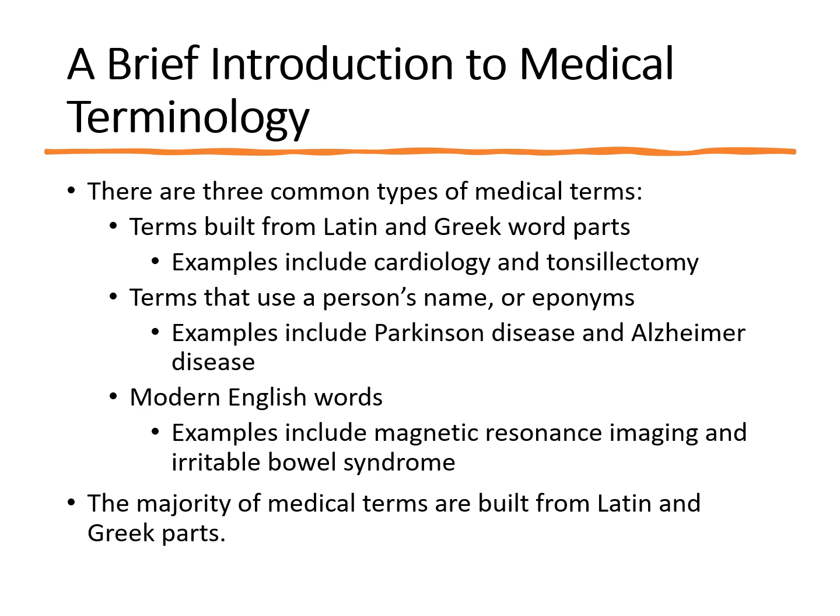There are three common types of medical terms. Terms built from Latin and Greek word parts, for example, cardiology, tonsillectomy. Terms based on a person's name, called eponyms. Examples are Alzheimer's disease and Parkinson's. And then terms using modern English words. Examples are magnetic resonance imaging, or MRI, and irritable bowel syndrome. But the majority of medical terms are built from Latin and Greek words.